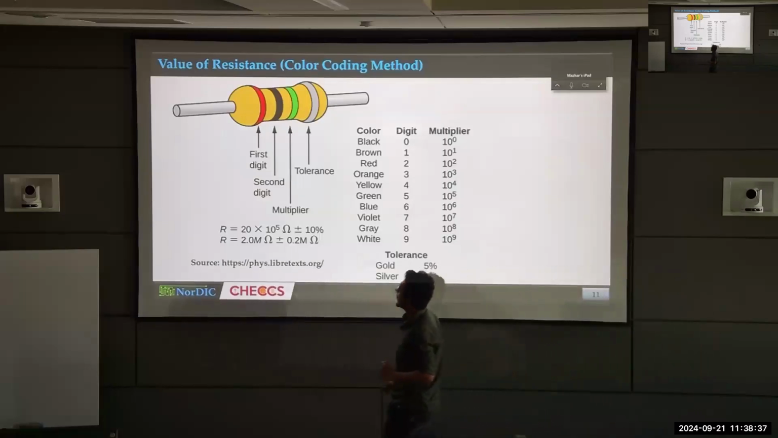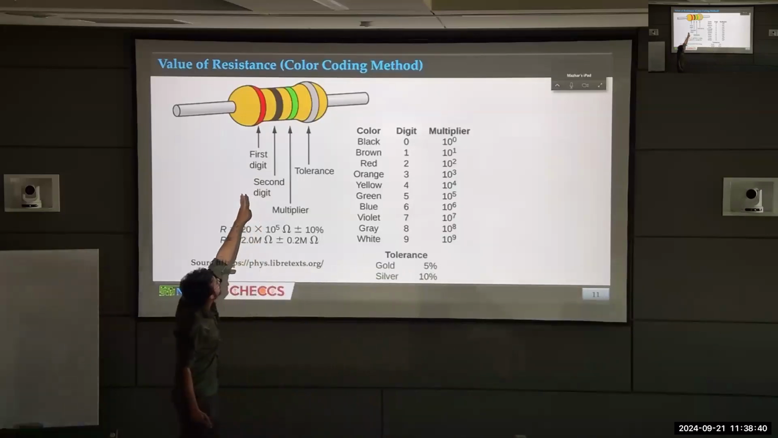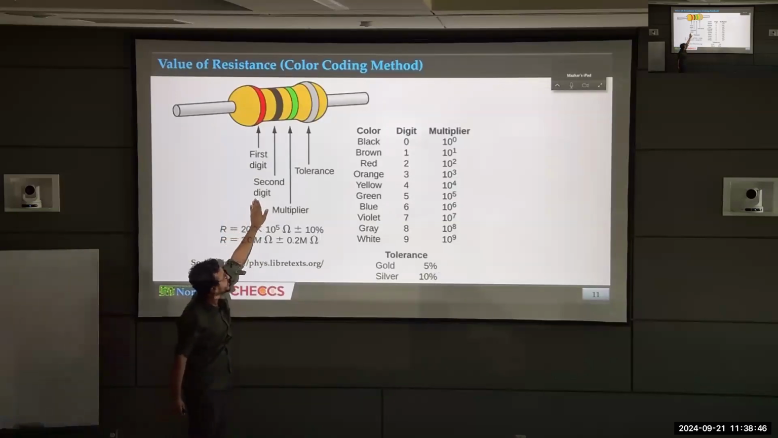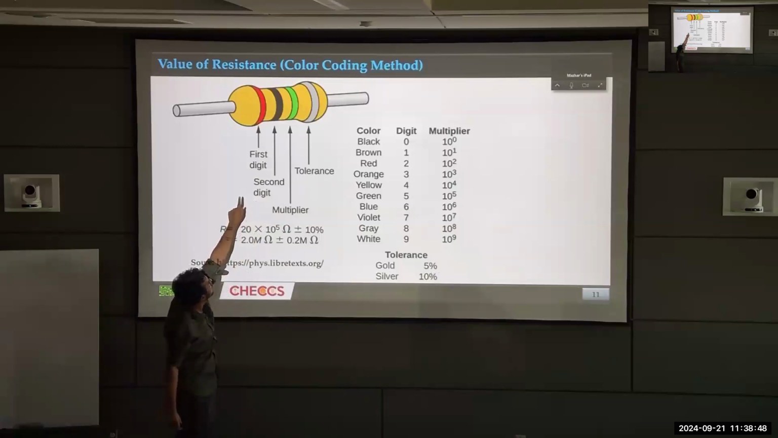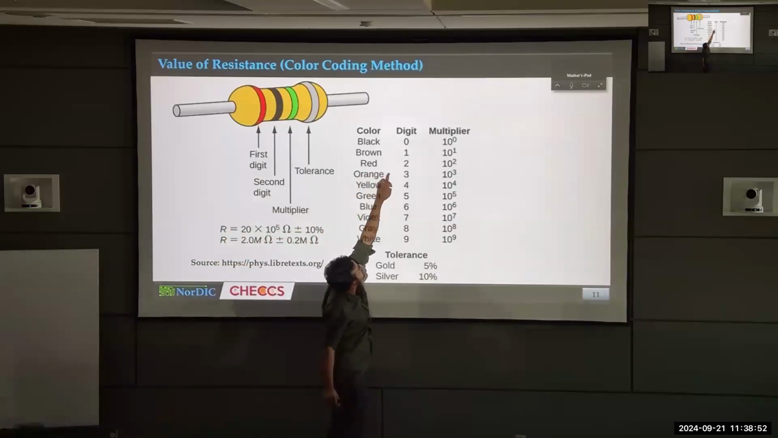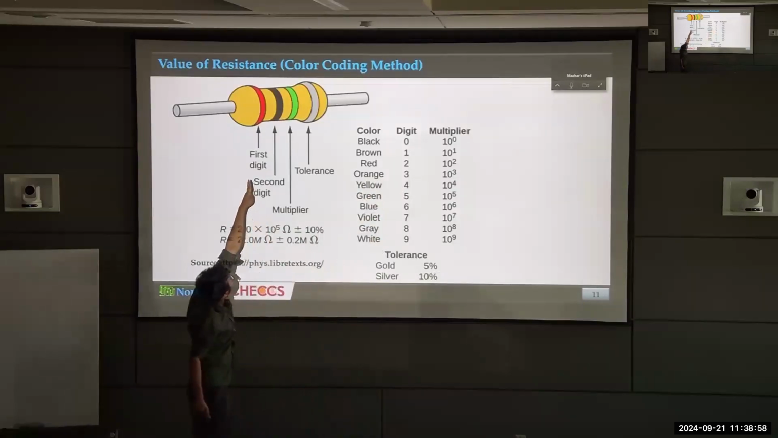So there will be 4 different colored bars. The first 2 colors are the first and second digit. For example, if you have red and black, the red defines 2, and the black defines 0. So the first 2 digits, red and black, mean 2, 0.